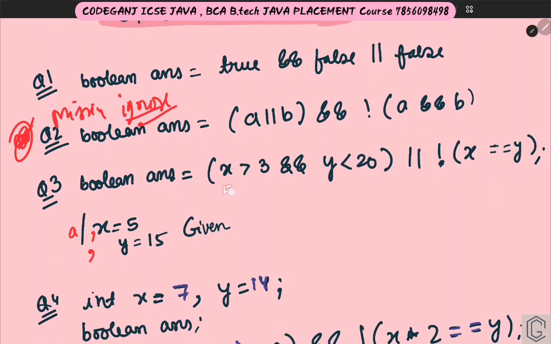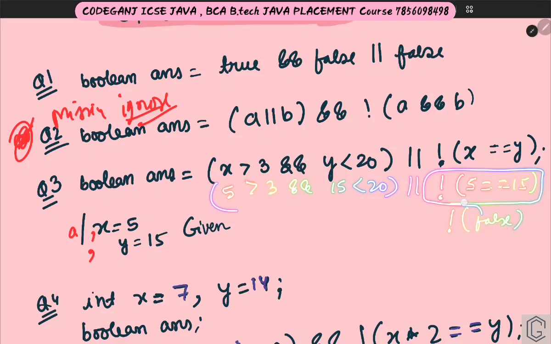Suppose you have been given the value of x as 5. So 5 greater than 3 and then y is 15, 20 greater than y, or not 5 equals 15. Okay, so first come here. What is it saying? It is saying 5 is equal to 15. So this is the wrong thing, this is the false thing.